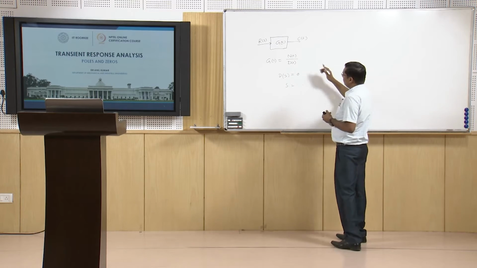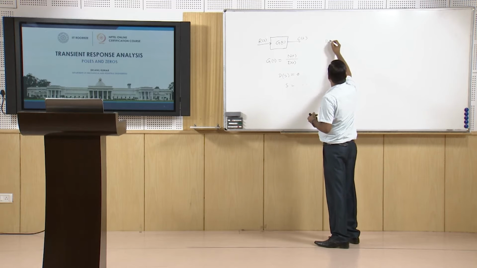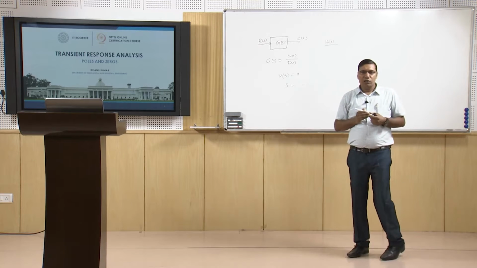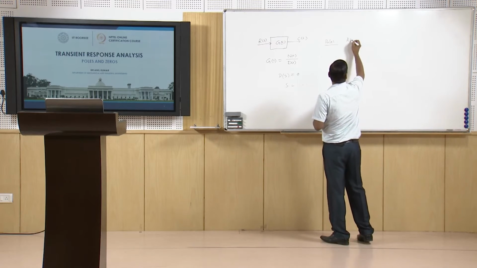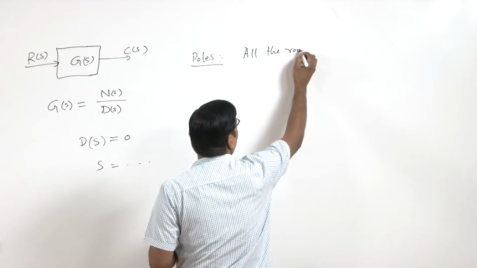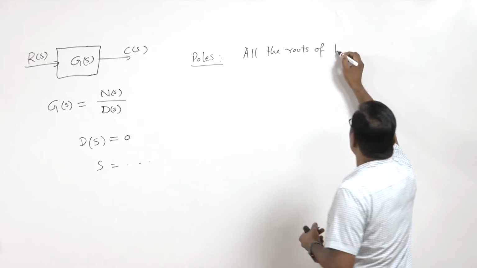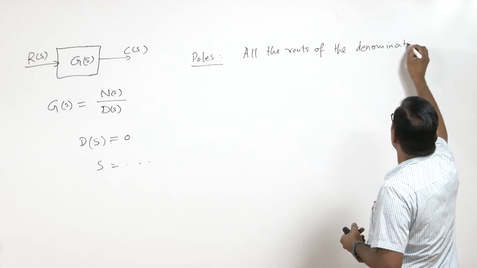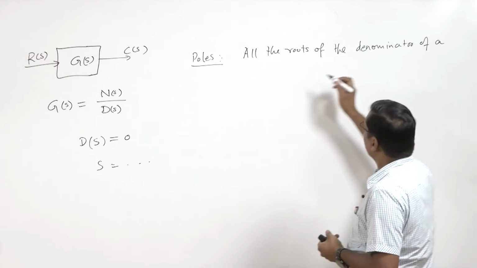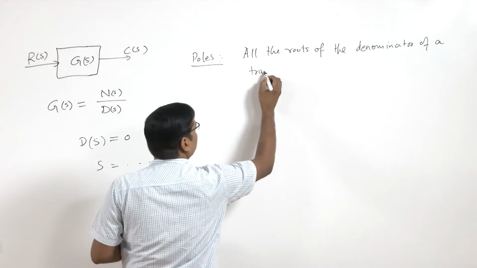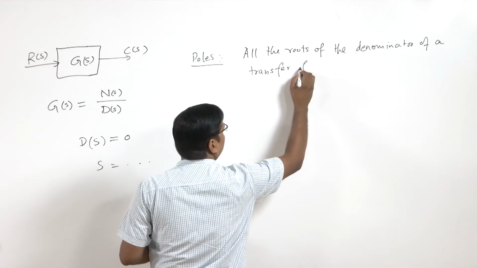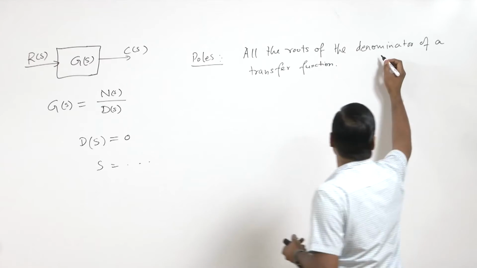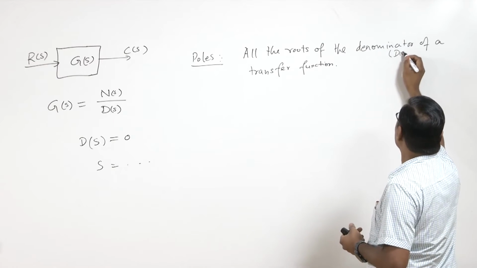So poles are all the roots of the denominator of a transfer function. Here the denominator we say D(s).